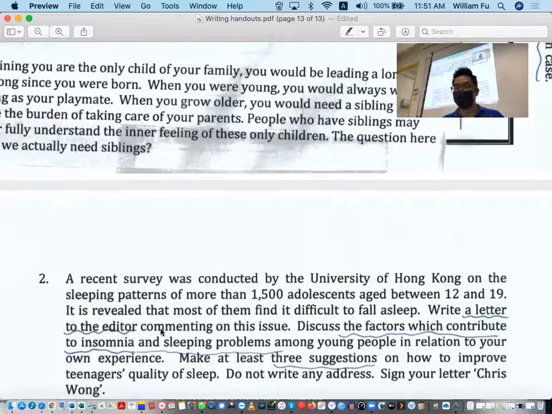Write a letter to the editor commenting on the issue. Discuss the factors which contribute to insomnia. You know insomnia? And sleeping problems among young people in relation to your own experience. Make at least 3 suggestions on how to improve teenagers' quality of sleep. Do not write any address. Sign your letter, Chris Wong.